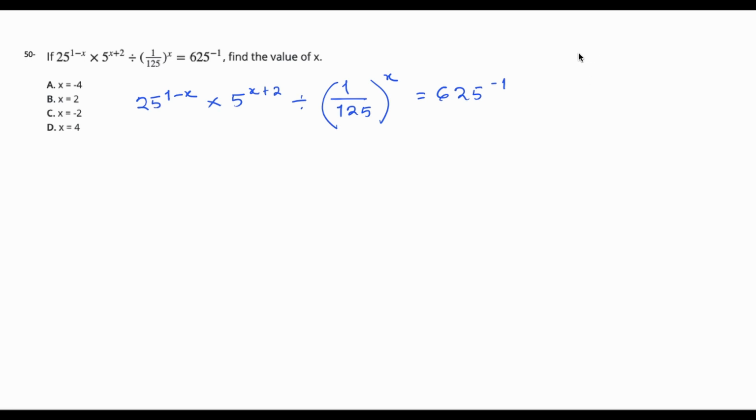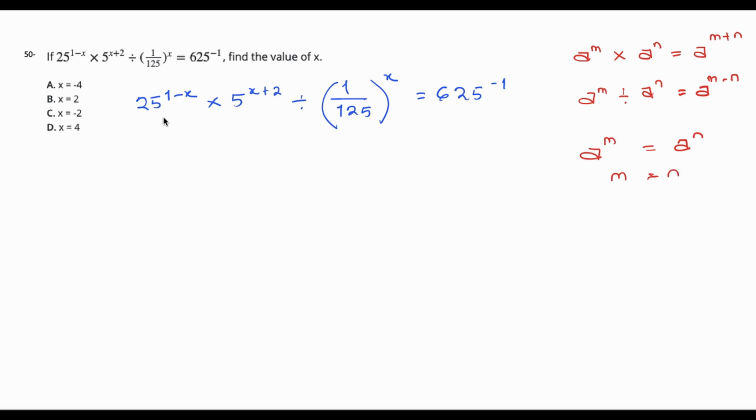So the first one says that if a raised to the power m is multiplying a raised to the power n, then this is the same as a raised to the power m plus n. We would also have to remember that if a raised to the power m is dividing a raised to the power n, then this is the same as saying a raised to the power m minus n. And finally, we'll remember the one that says that if a raised to the power m is equal to a raised to the power n, then m has to be equal to n.